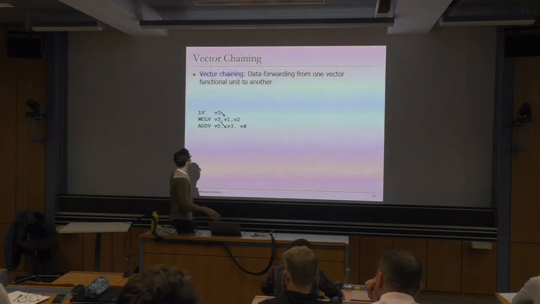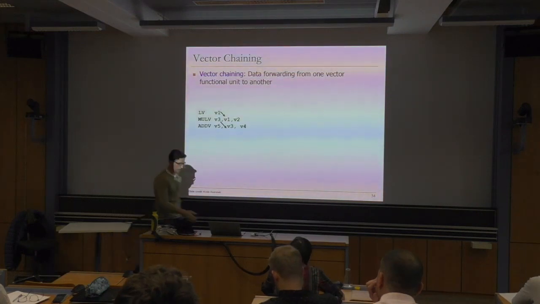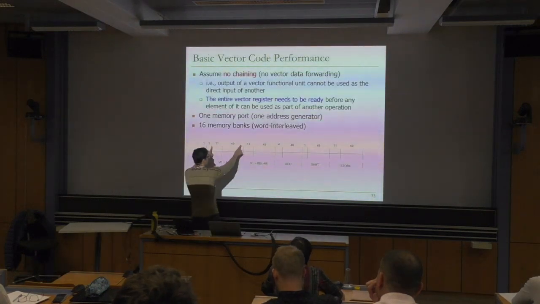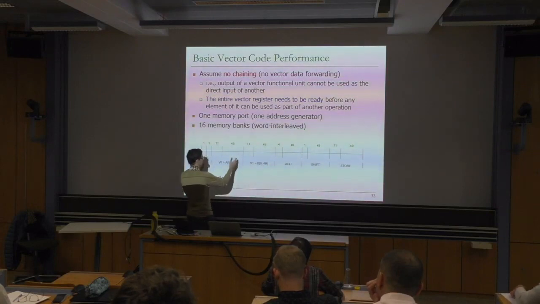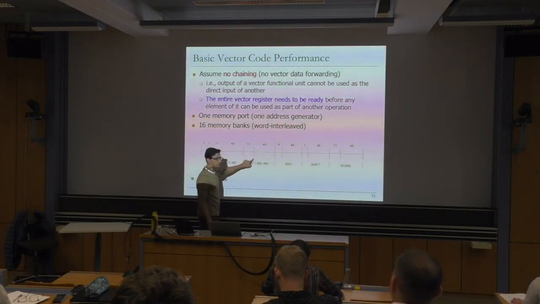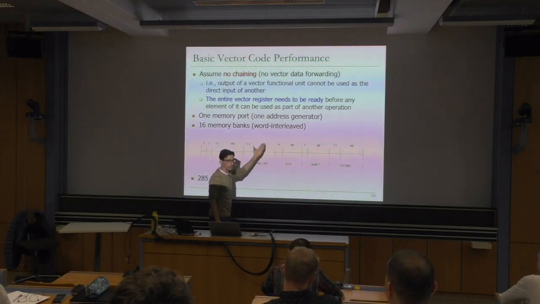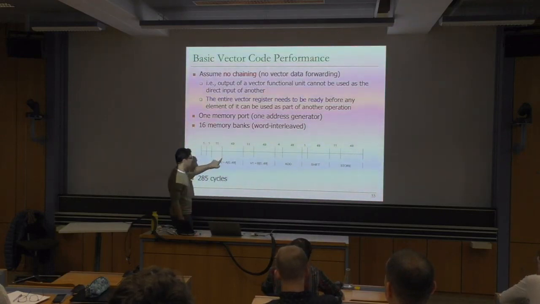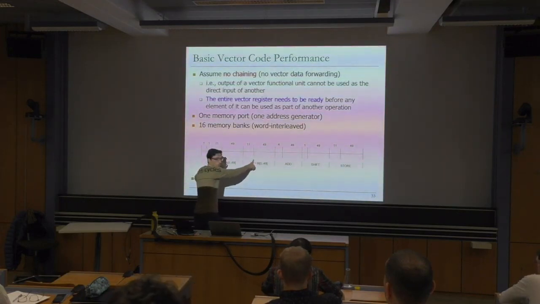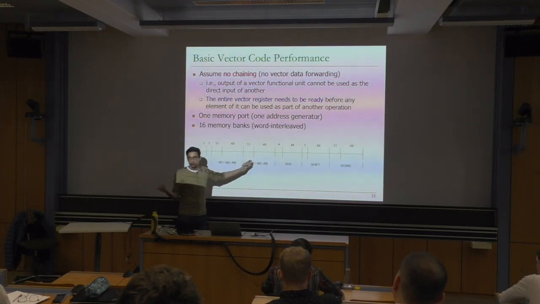Now let's assume that we can use vector chaining, which essentially means data forwarding. If we are reading these elements from A and from B, observe that as soon as we get B0 here, we could start this addition, right? Why is that? Because we read A0 from memory at this point, and B0 from memory at this point. So right here we can already start the addition of A0 and B0, and this actually makes a lot of sense, right?